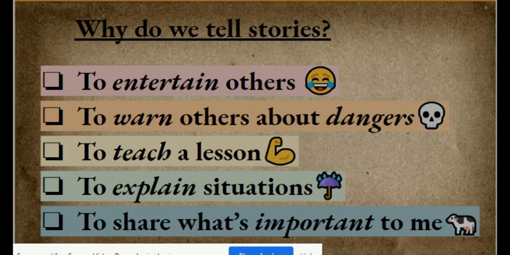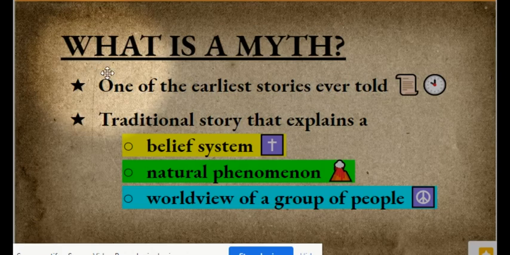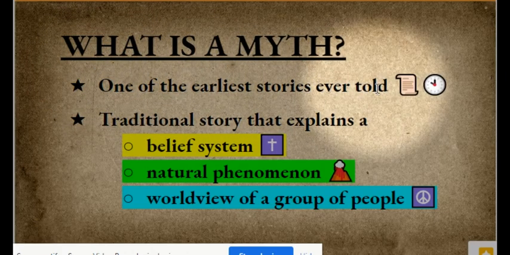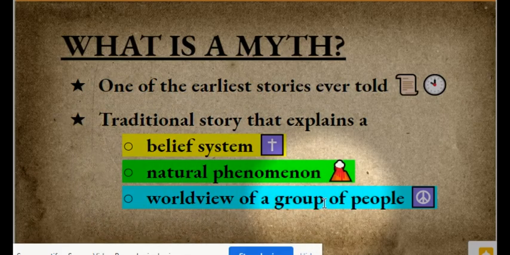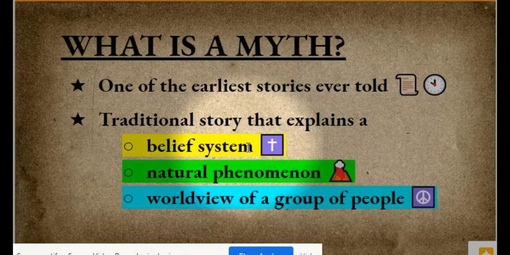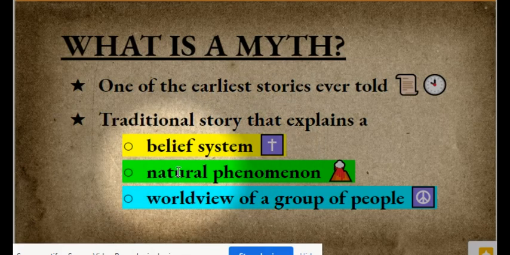Next, we need to take a look at what is a myth. A myth is one of the earliest stories ever told. Okay, it's a traditional story of a group of people that explains a belief system, a natural phenomenon, or the worldview of a group of people. Okay, so it might talk about a belief system. What do people believe in? Whether that's gods, or what do they believe about the world? A natural phenomenon. So it might say, what do people believe about how volcanoes erupt?